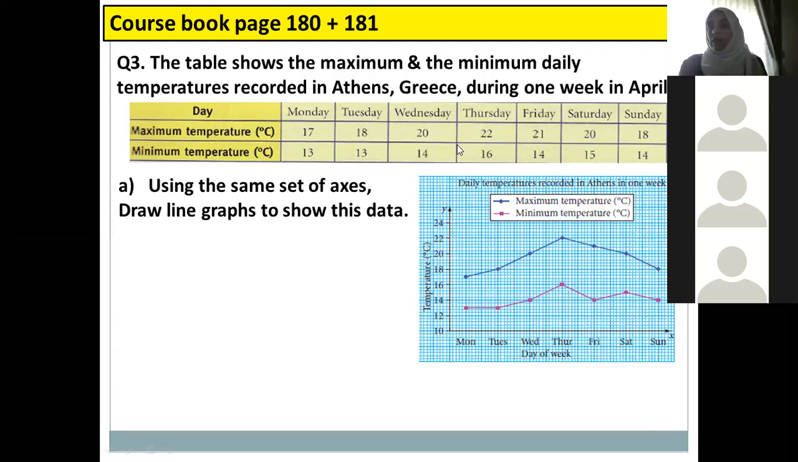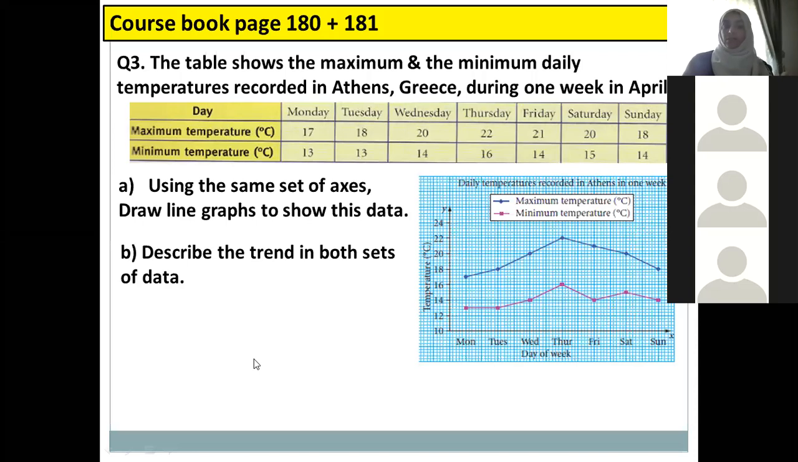Okay, so now after we draw the 2 lines, they will start asking you questions about it. Like, describe the trend on both sets of data. Who can tell me? Who can describe the trend?